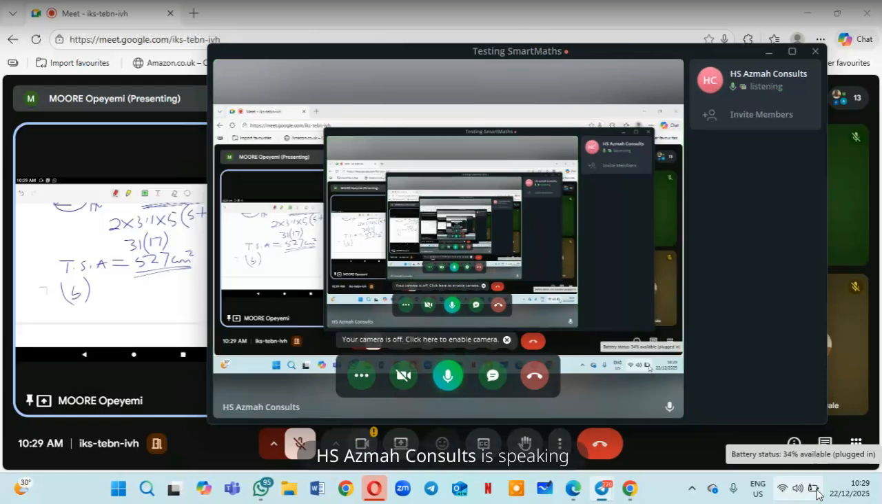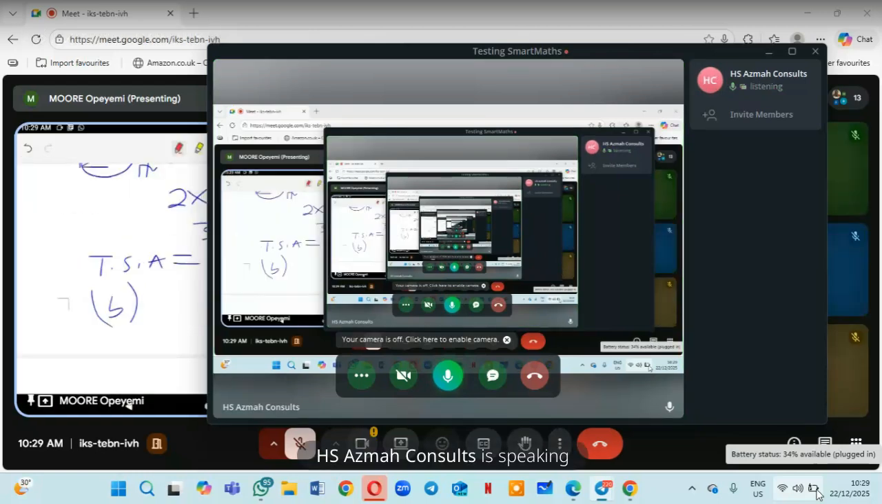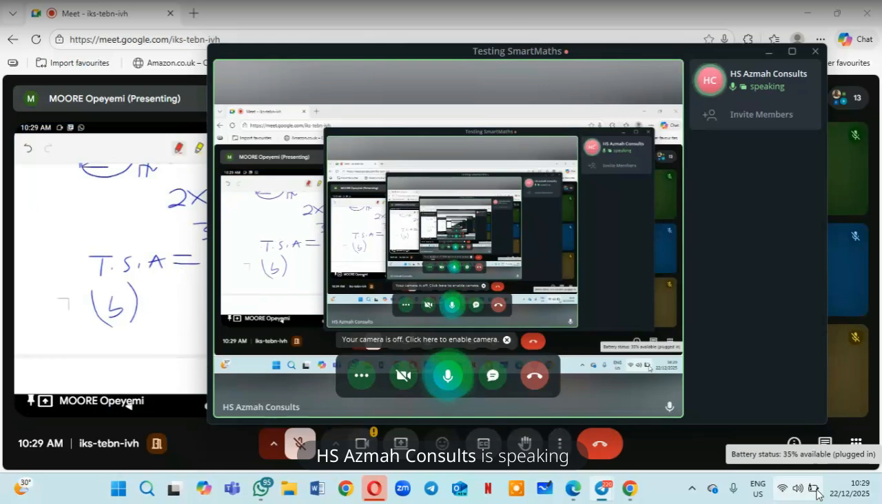πr square, because this is a circular base. Why are we not going to use the area of this? Can anyone tell us the reason? Because it is open at one end. Okay, because it is open. And when it is open, a circular end has not been formed. So we cannot use it.